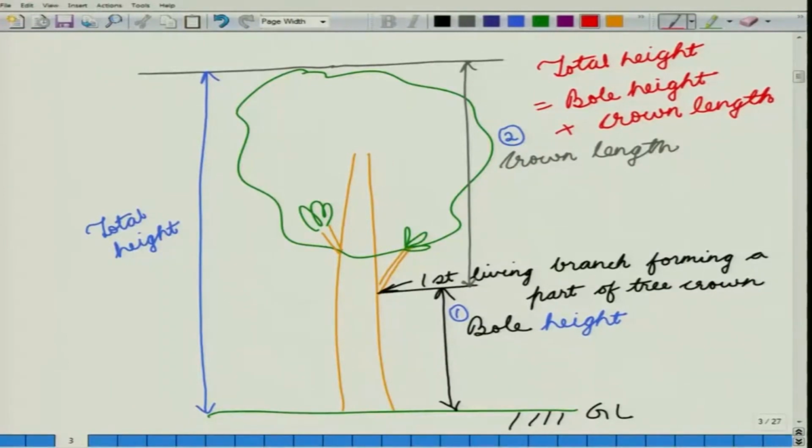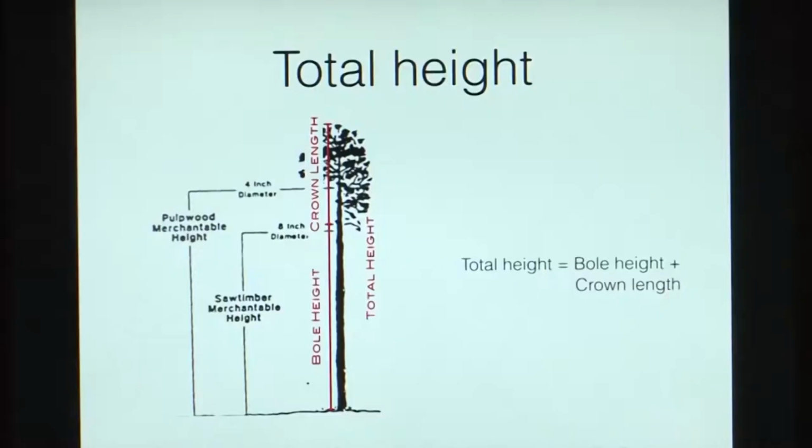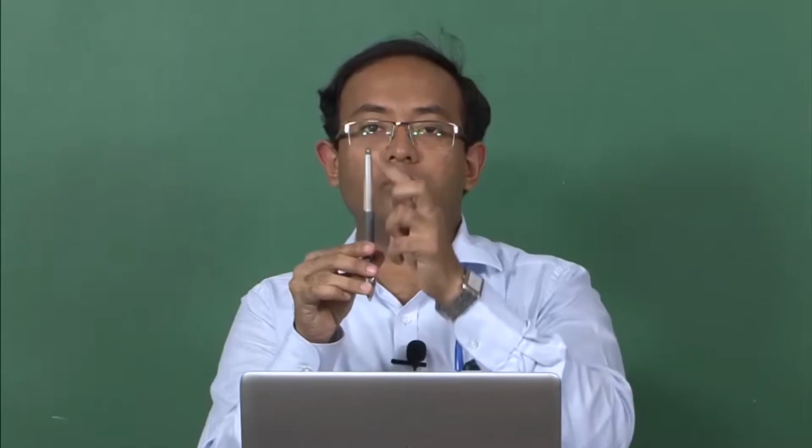We can see it in this figure as well. As you can see on your slide, we have divided the total height into bole height and the crown length. Now, how do we measure these heights? We can do it in two ways. One is called a direct measurement. In the case of a direct measurement, if this is your tree, you would take the measurement directly across the length of the tree.